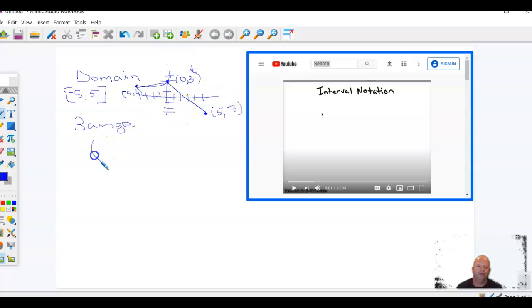And so the range, we have 3 is the highest number. And then we've got a point over here, but that's only at 2. The lowest value is negative 3 down here. So we would say negative 3, positive 3, and this is included, and this is included.